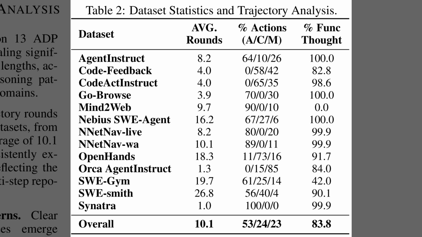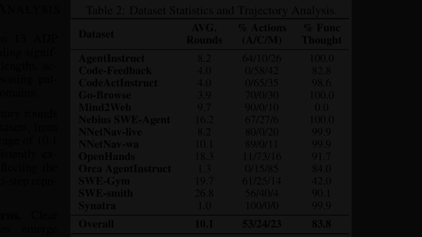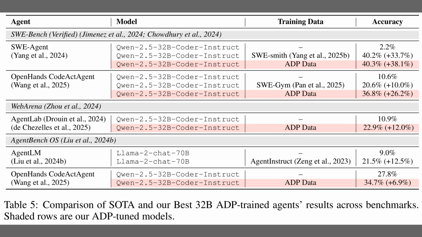Alright, the previous figure highlighted the hub and spoke conversion. Table 2 summarizes how the standardized datasets actually differ, which matters because training stability depends on trajectory shape. Average rounds span roughly 1 to 27, with an overall mean near 10. SWE tasks show the longest sequences, while browsing sets stay shorter. Action mix skews 53% API, 24% code, and 23% message overall, and function thought coverage averages about 84%, with mind2web showing none. So, Table 2 highlighted dataset shape differences.